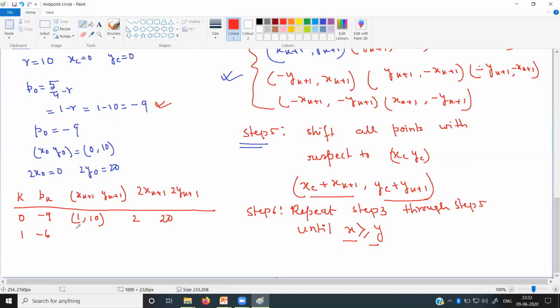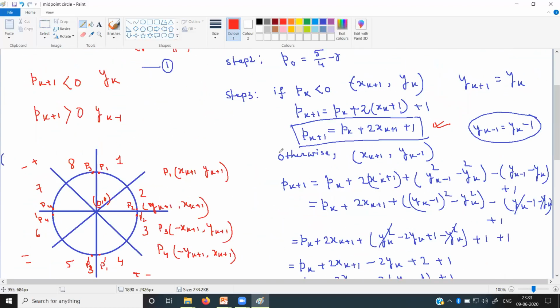Now again it is less than 0. Y will remain the same, but x will be incremented by 1. So sorry, this will be 2, but y will remain the same, so it will be 2, 10. Now again we have to compute: it is 4 and this will be 20. Based on the previous equation, we have to compute the next decision parameter. The next decision parameter at the second iteration will be computed from this one, because here pk is less than 0. So we will follow this equation to compute the decision parameter.